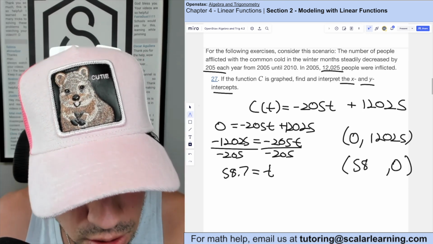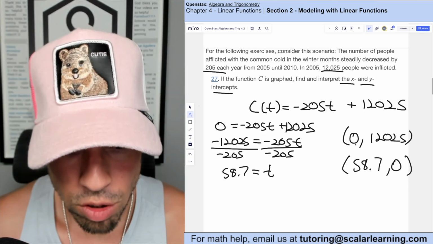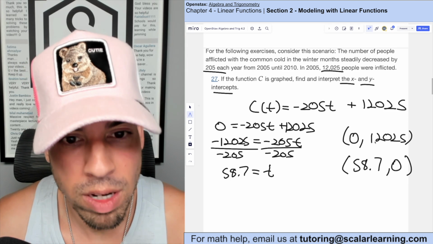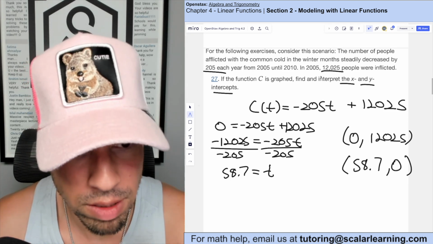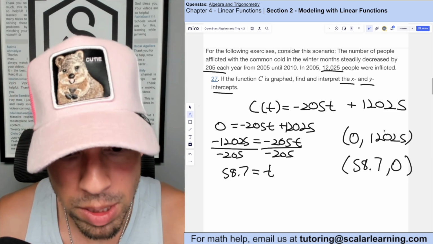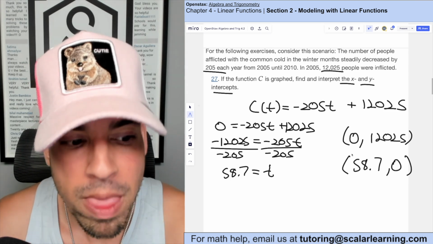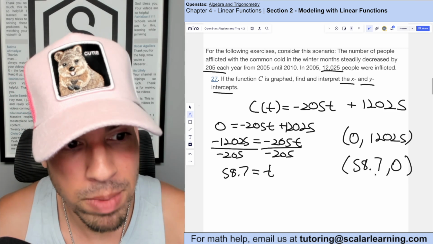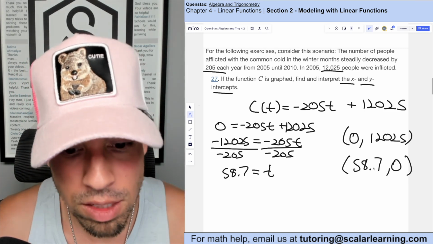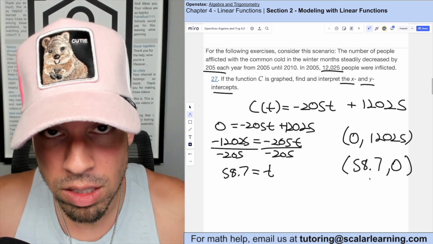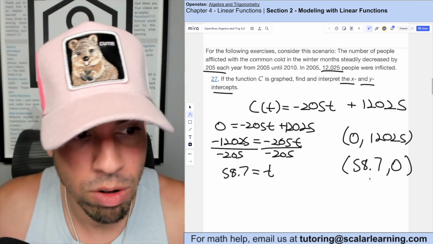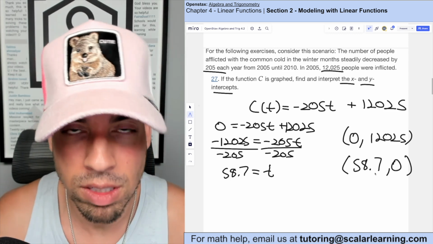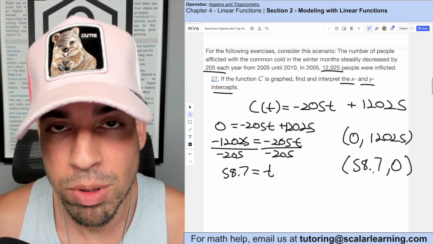So we can put that in here. Now let's interpret both of these values. The initial value means that the amount of people that were afflicted in 2005, at time 0, would be 12,025 people. And what about the x-intercept, or in this case the t-intercept? This means that it's going to take this amount of time until the number of people afflicted goes to 0. And the amount of time it's going to take is 58.7 years. So there's your answer. Boom, done.